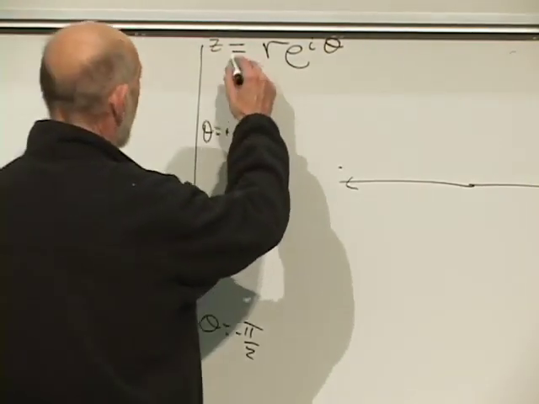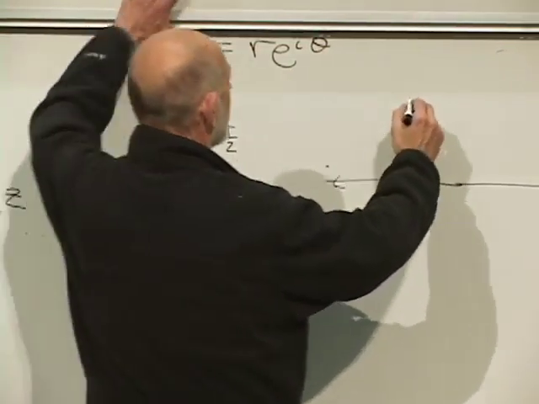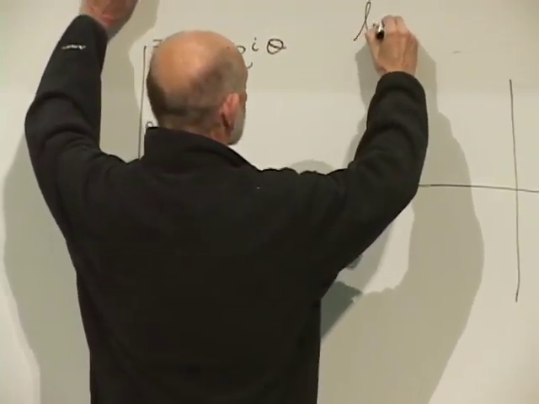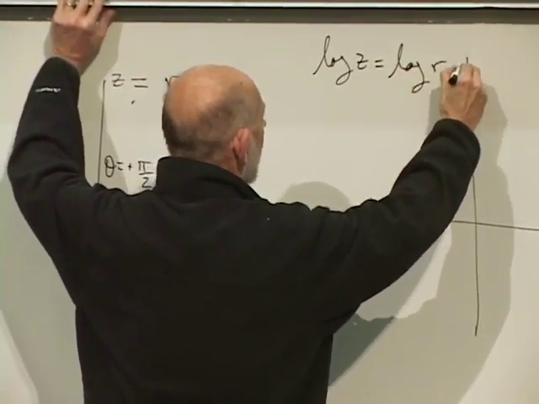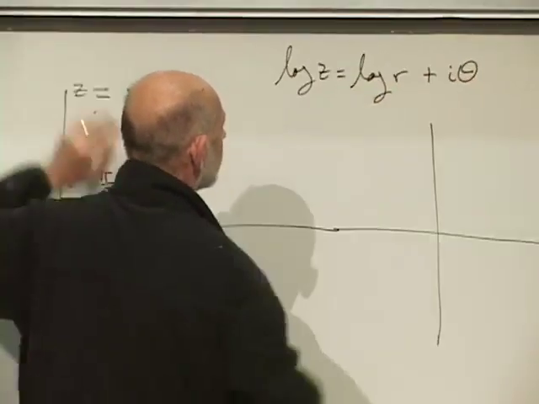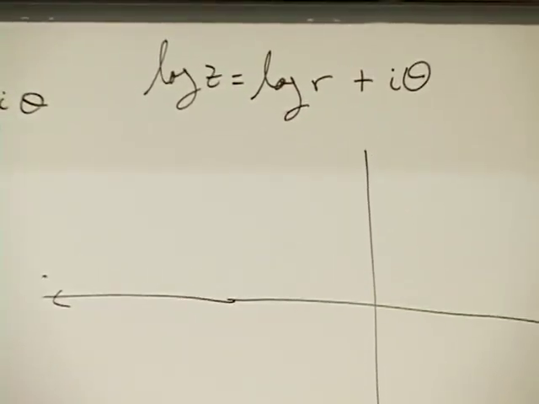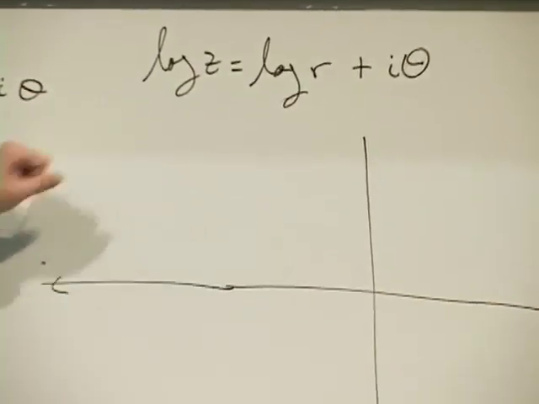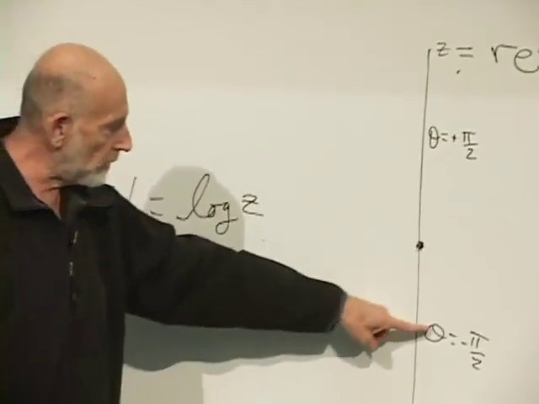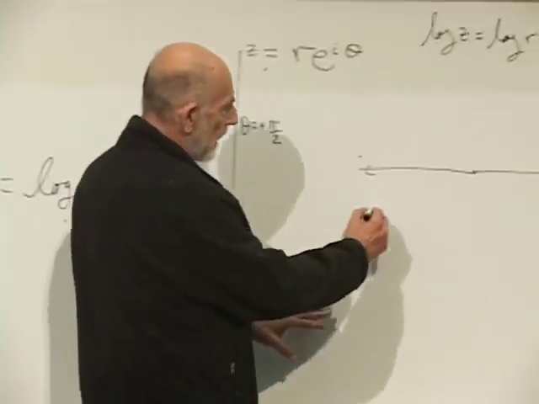The logarithm of r e to the I theta, log of z, is equal to logarithm of r plus I theta. So where does a general point go? It goes to some real number plus I theta. And what does theta go between? Theta goes from minus pi over 2 to plus pi over 2. Here's minus pi over 2.